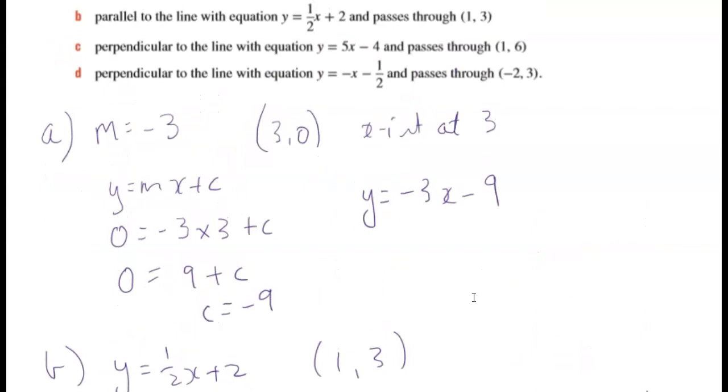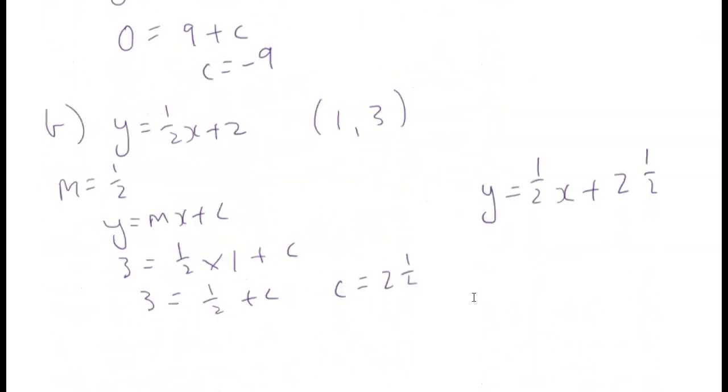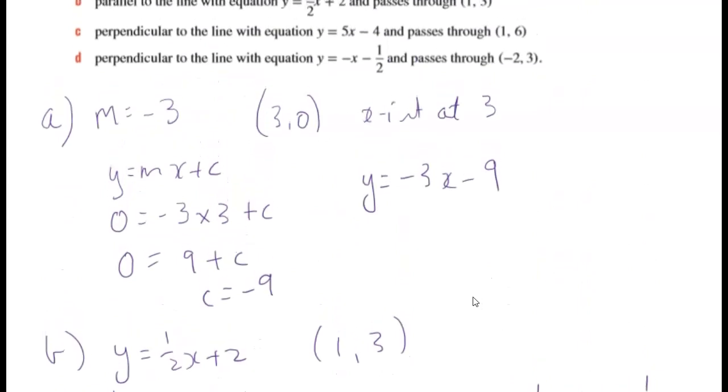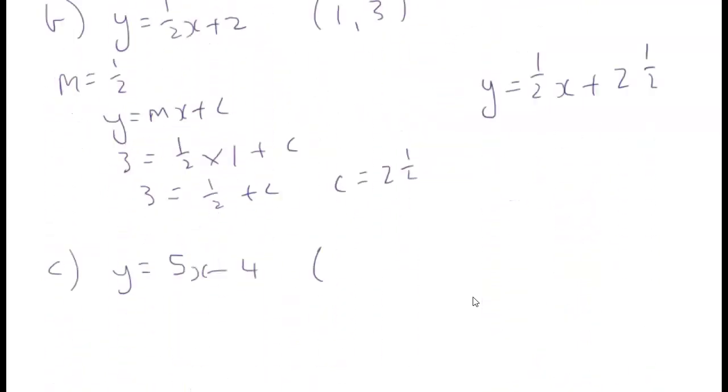All right, question C. So we've got a perpendicular one now. y = 5x - 4, and passing through, was it (1, 6)? Let me just double check. Okay.